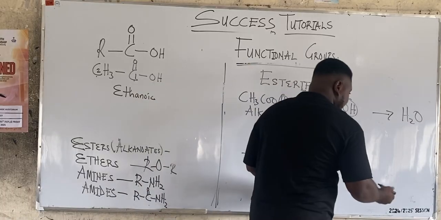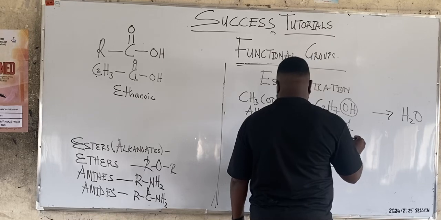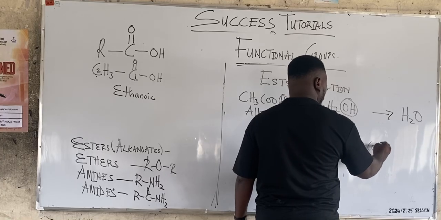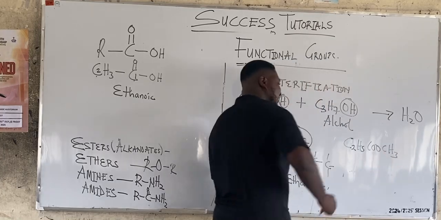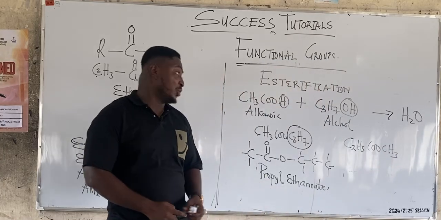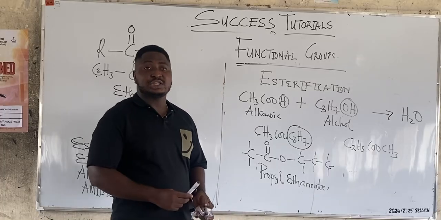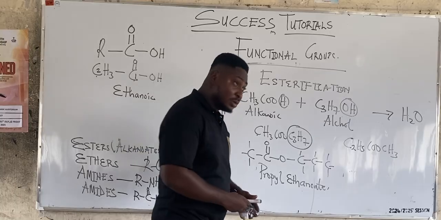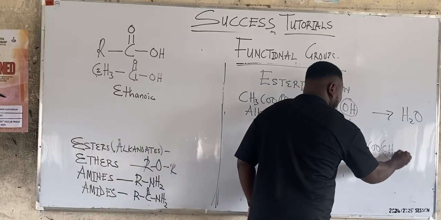Let me see if you understood what I'm talking about. If you have C2H5 COO CH3, what is the name of this ester? C2H5 COO CH3. Because this is methyl, right? Methyl.